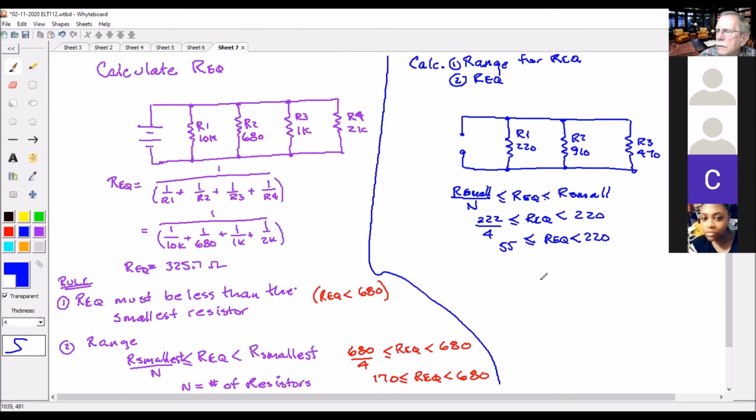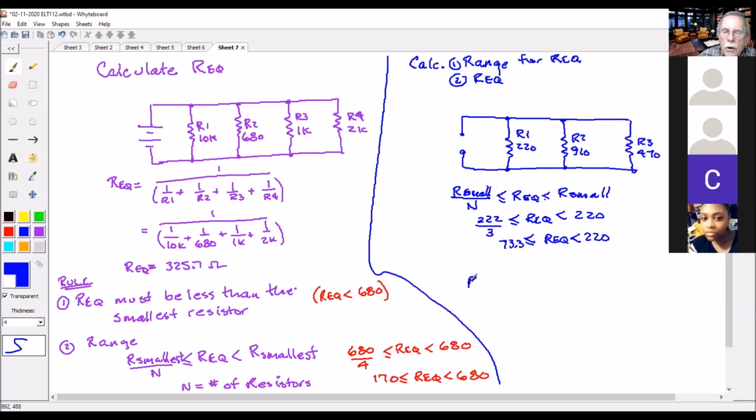It's 3 resistors actually, so it's 220 divided by 3. So what is that? 73.33. All right, so it's got to be greater than 73.3, less than 220.